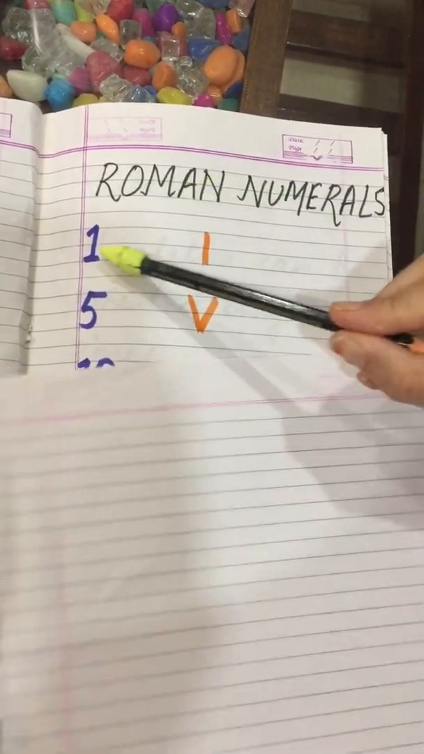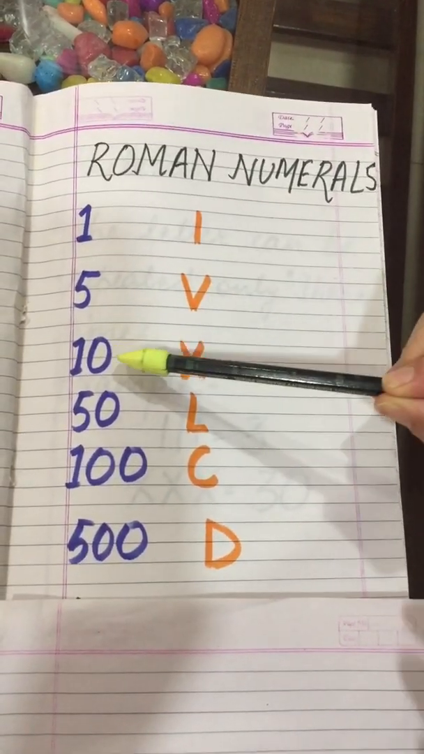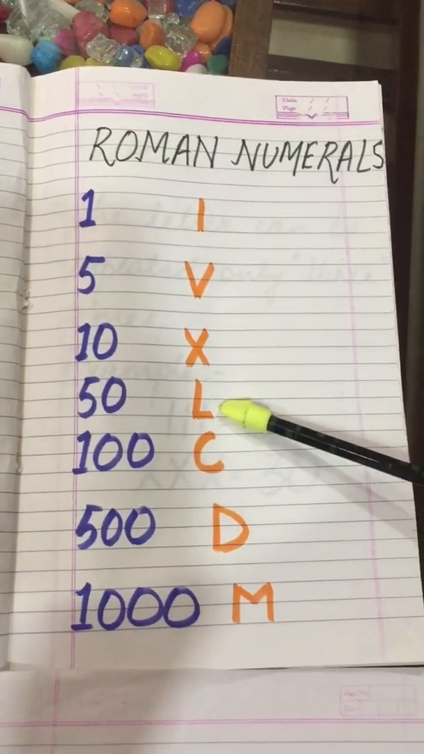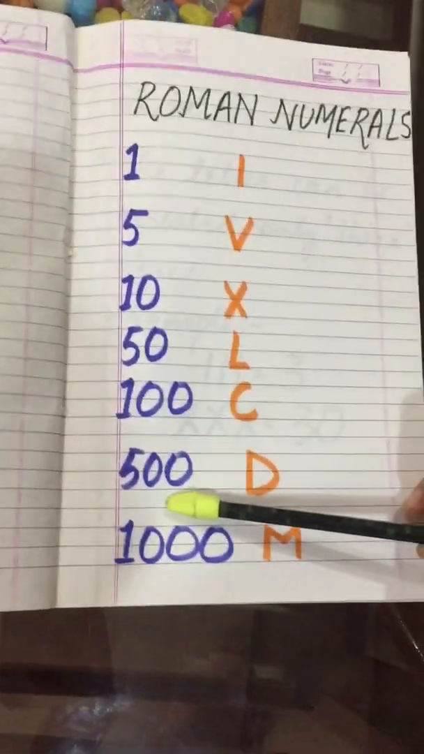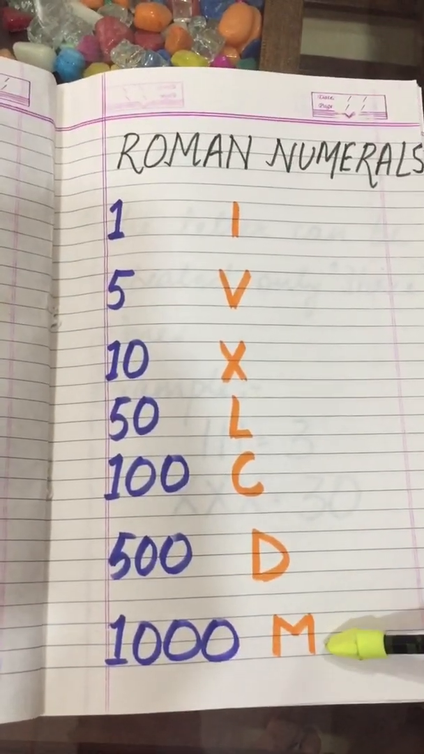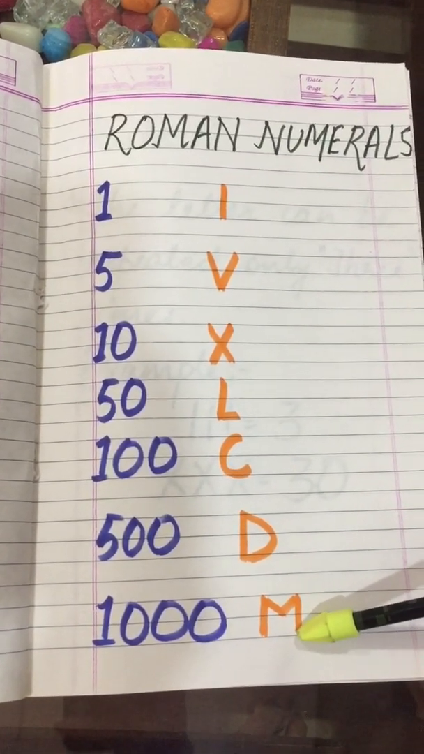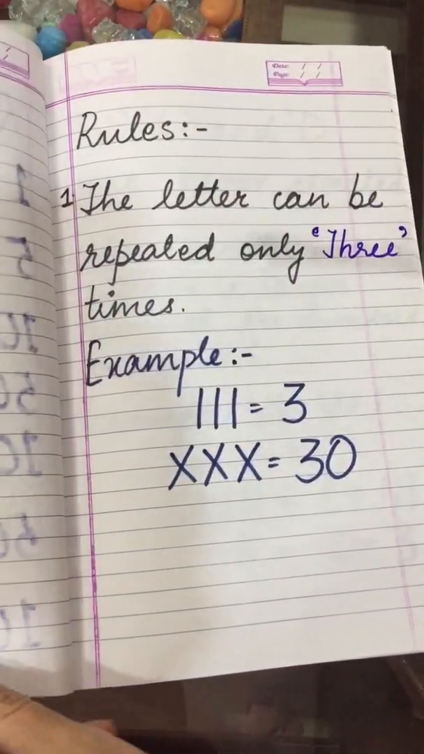Like for 1 they use I, for 5 they use V, for 10 they use X, for 50 they use L, for 100 they use C, for 500 they use D, and for 1000 they use M. For writing these numerals with the symbols, we have some rules. So let's learn the rules.